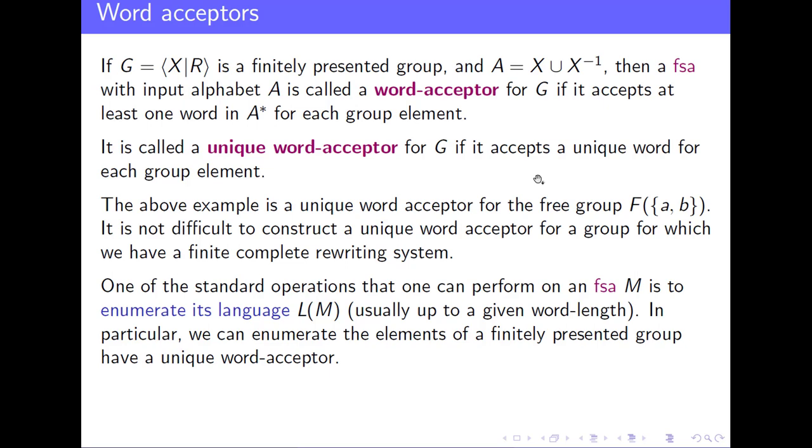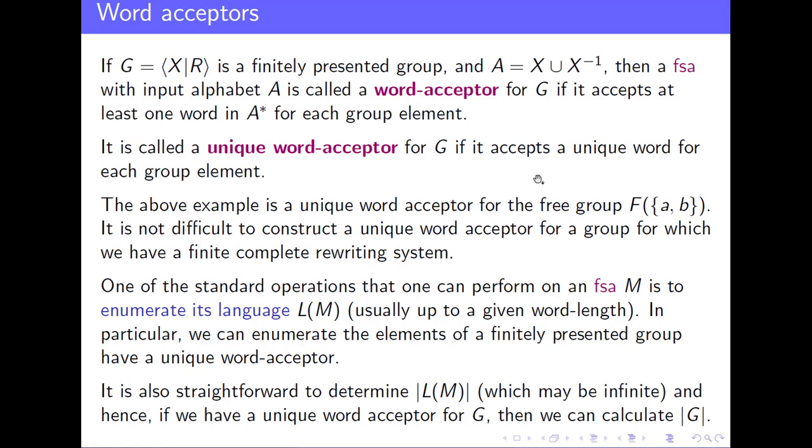Okay, so I just pointed out some of the things you can do with a word acceptor is to enumerate its language, and so you can enumerate unique words for each group element and things like that, and you can test membership, and also you can calculate the order of the accepted language. So if we've got a unique word acceptor for G, we can't necessarily solve the word problem, we need a bit more for that, but we can actually work out the order of the group. So we can decide whether it's infinite or non-empty. That's just the size of the accepted language, which is something you can compute fairly easily from the finite state automaton.